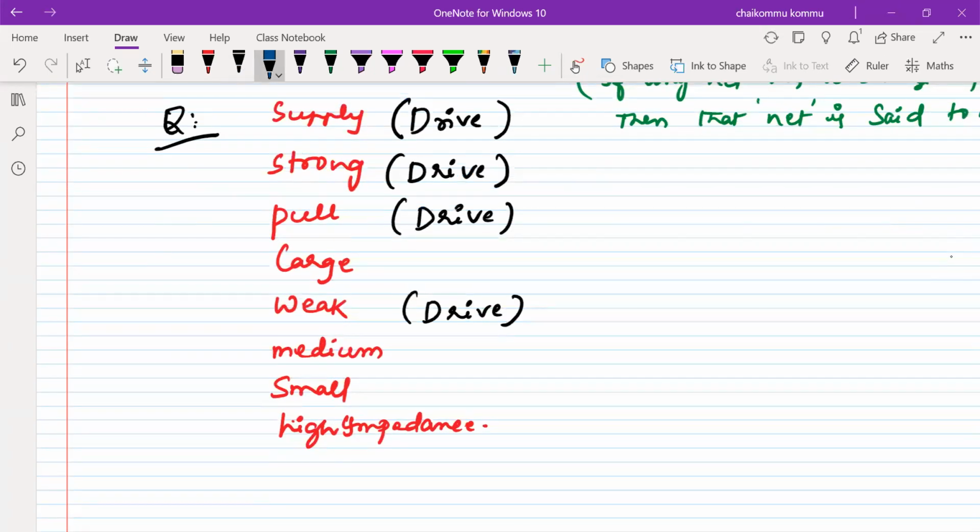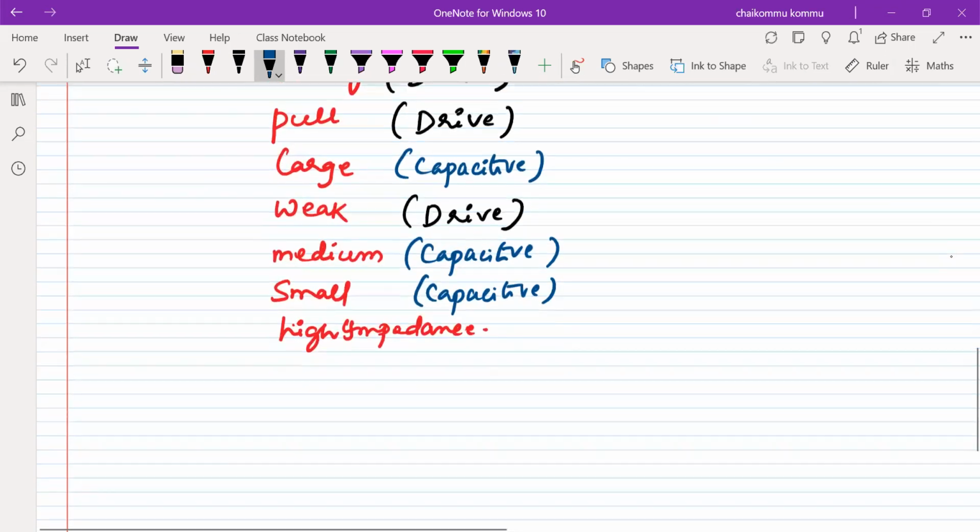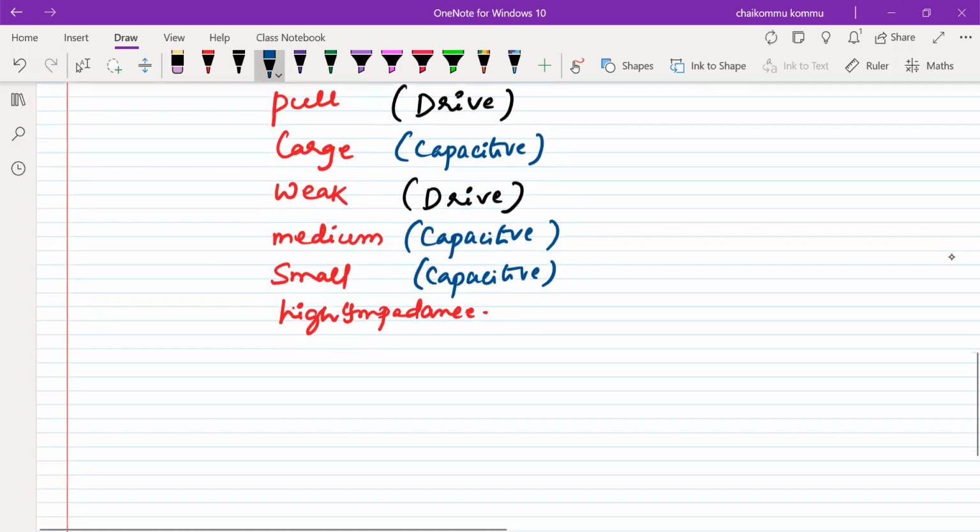Whereas large is capacitive. Medium is also capacitive. This is also capacitive. Whereas the high impedance state is, of course, high impedance itself.